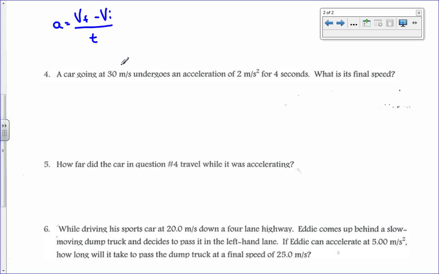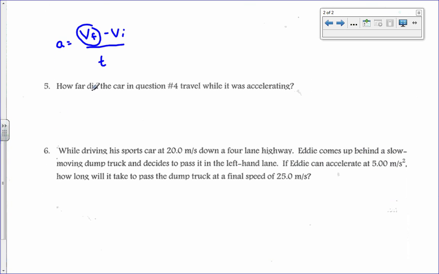Number 4, a car going at 30 meters per second, there's the initial, undergoes an acceleration of 2 meters per second squared, there's your acceleration, for 4 seconds, there's your time. What is the final velocity? Alright, again, you're going to use your acceleration formula and you're going to solve for final velocity. Be careful because in this case, initial velocity is not 0, so you can't just take it out of the equation. You have to be able to plug it in. Make sure you solve for the variable before you plug in to the equation.